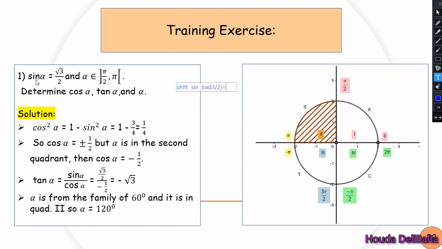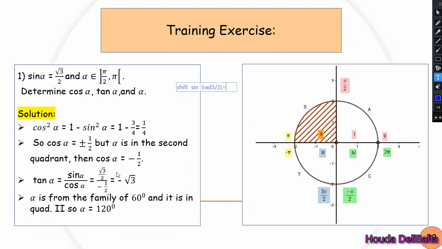So again, I use the given to press on the calculator shift, then sine, then the given value, okay, and equal. The calculator will definitely give 60. But it's not always 60. It may be another member of the family of 60. That's why I use the quadrant to choose the perfect exact value.